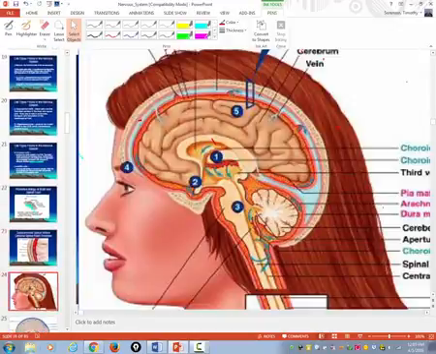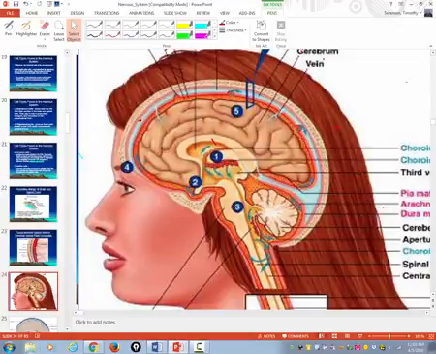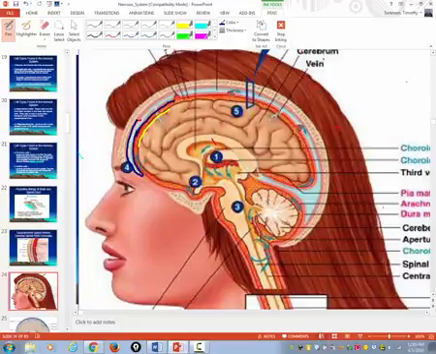If you look here, and this is important, you can see the three layers. You have the pia mater here. Then, suspended above the pia, you have the arachnoid mater. And then you have the dura mater. But in the brain, this is important, the dura mater actually folds on itself and forms like a little pita pocket.